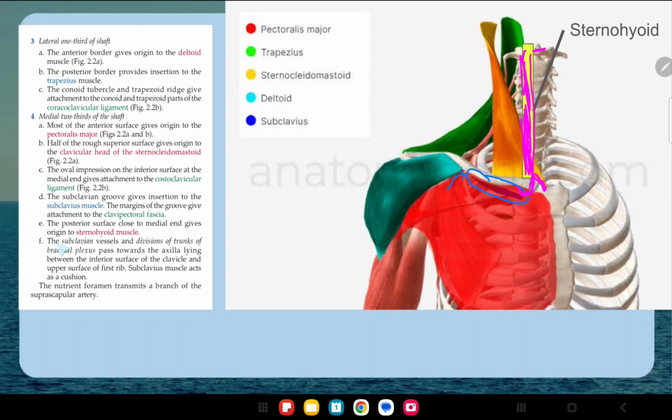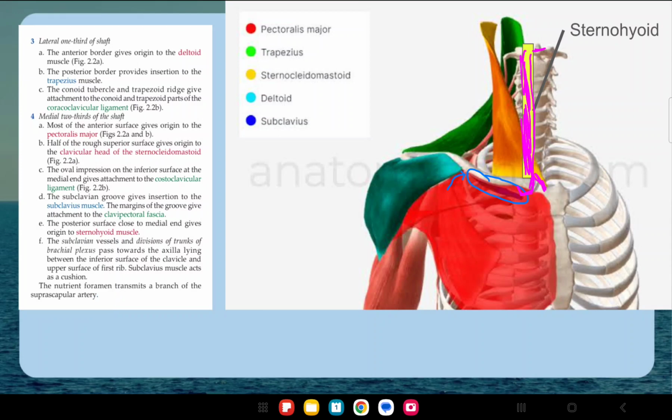Next, the subclavian vessels and the division of the trunk of the brachial plexus pass towards the axilla, lying between the inferior surface of the clavicle and the superior surface of the first rib. I told you in the previous video, the nerves, arteries and veins are protected by the clavicle. On top of them, they also have the subclavius muscle, which acts as a soft pillow, right?